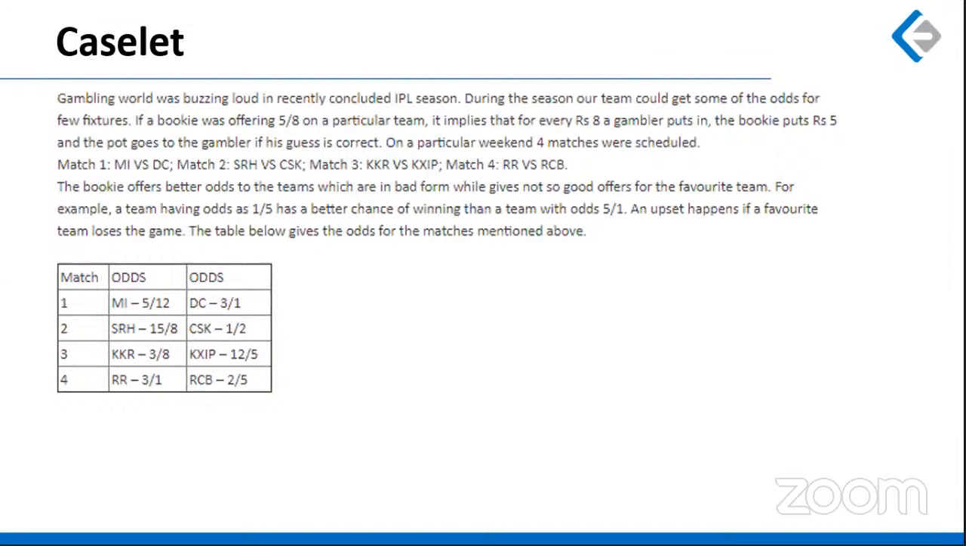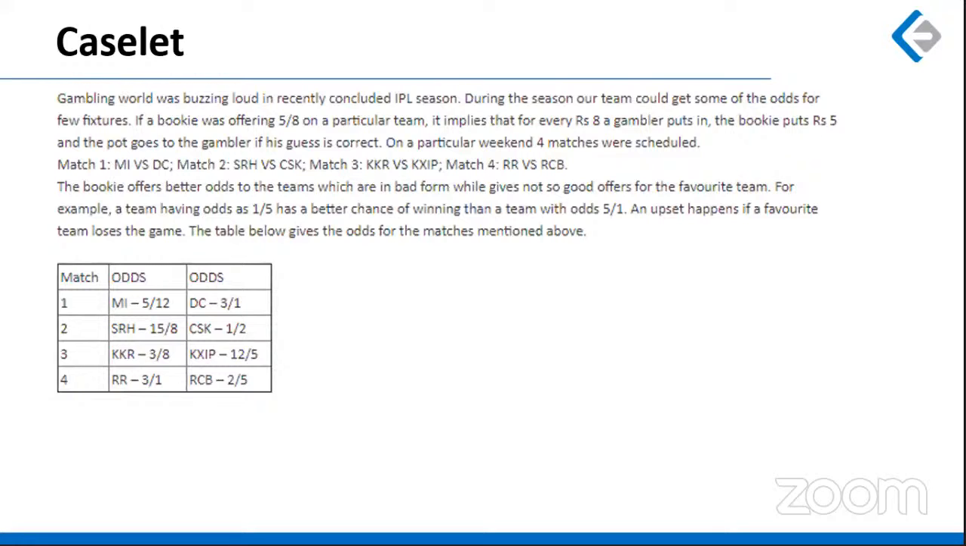Another question which was based on caselets. So this is where there was a batting going on between different players for 4 matches. The matches were played between MI versus DC, SRH versus CSK, KKR versus KXIP, and RR versus RCB. Now the odds were given. They have been given in the table as you can see.